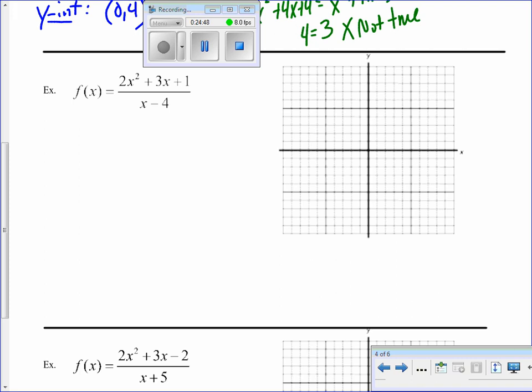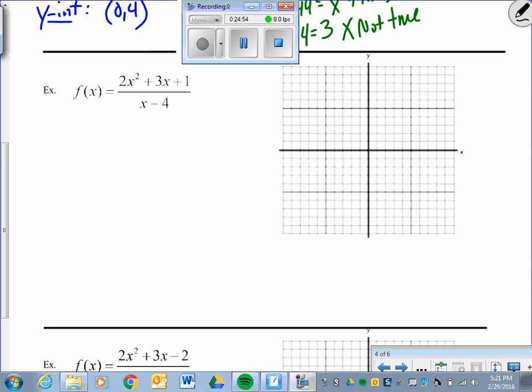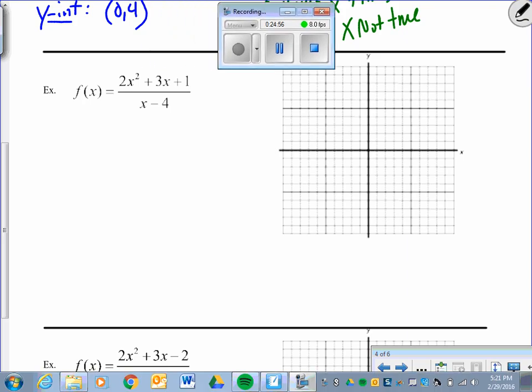Okay, let's do this one. First thing I want to notice is that the degree of the top is exactly 1 more than the degree of the bottom, so I'm going to have a slant asymptote. Let's quickly factor the top.